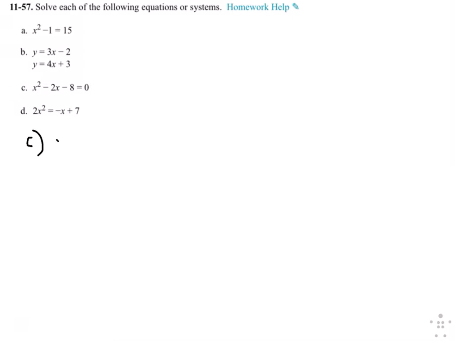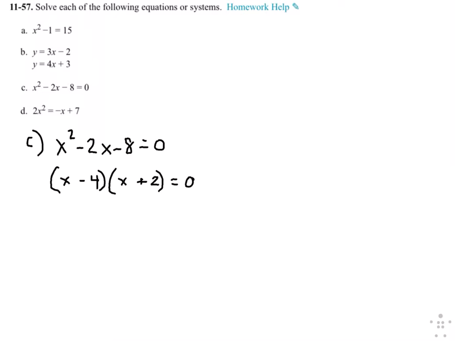Okay, for C, let me make space. C, we have x squared minus 2x minus 8 equals 0. So again, if it's possible to factor, we're going to factor. It's the quickest. So we have x, and then what times what is negative 8 and added gives me negative 2. So that's negative 4, right, and positive 2.